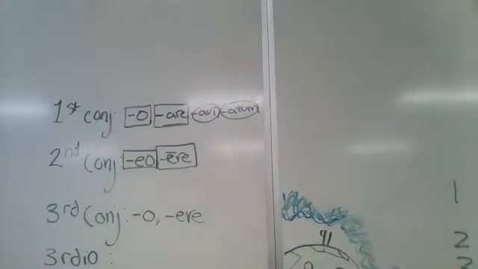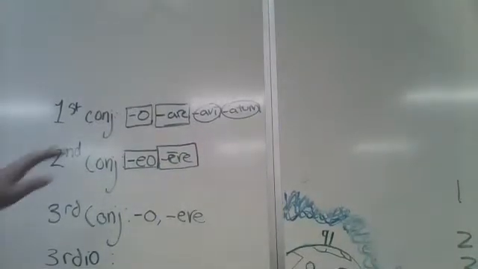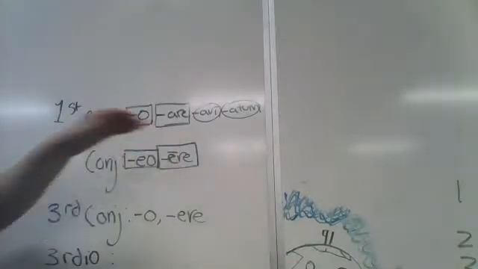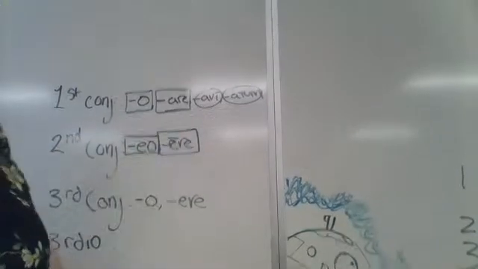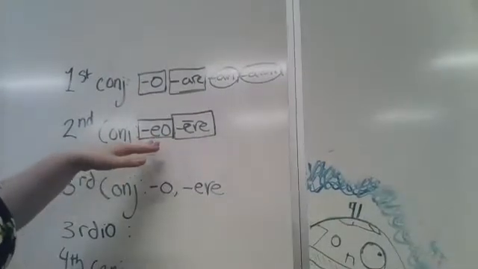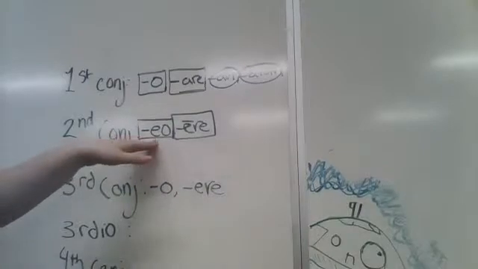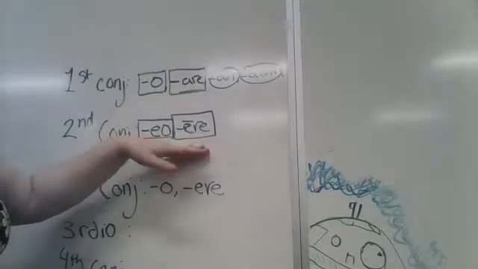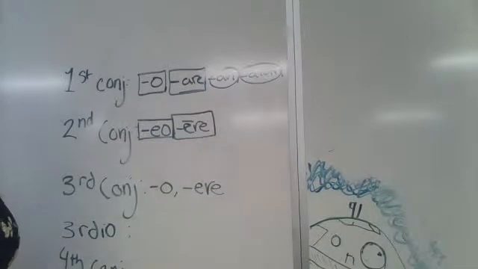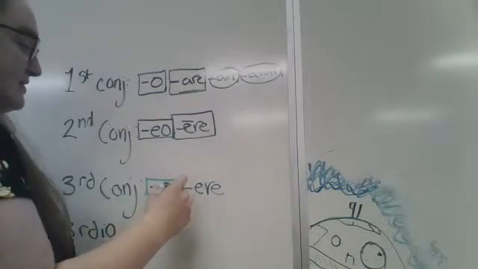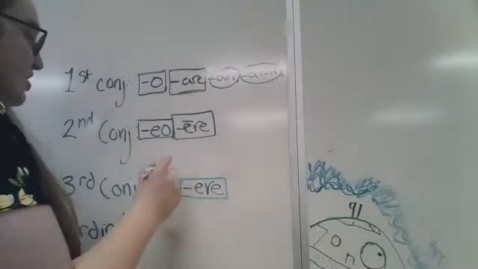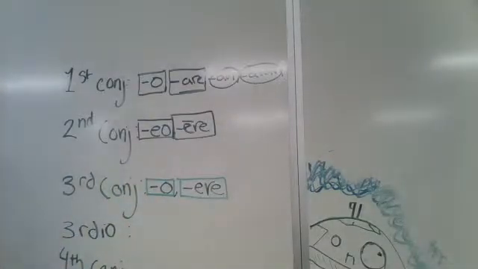So we know that first conjugation, you have O and ARE. So first part of the verb is going to end in an O. The second part is going to end in ARE. Second conjugation, you're going to have EO and a long E, ERE. In third conjugation, you're going to have O and ERE. So that is a mixture of both first and second conjugation.